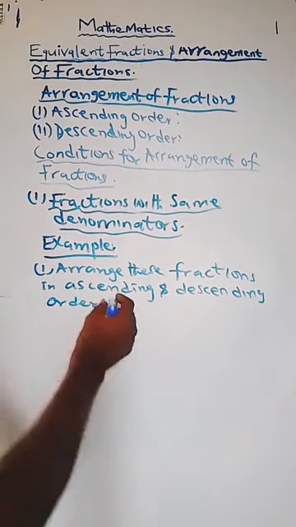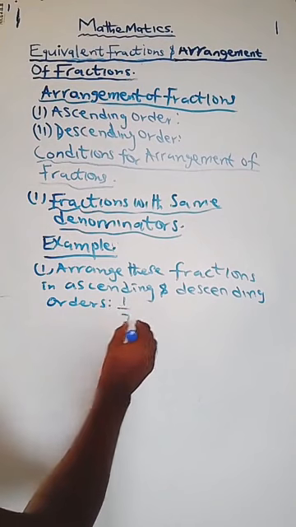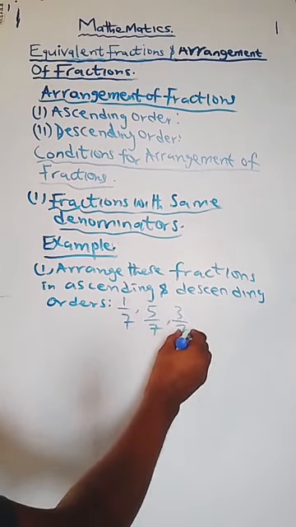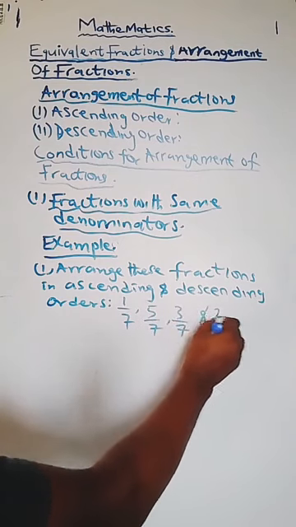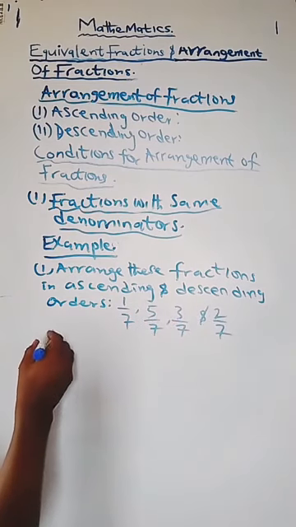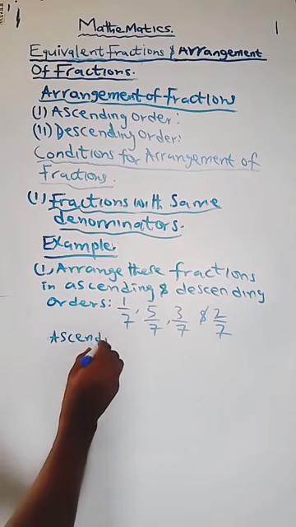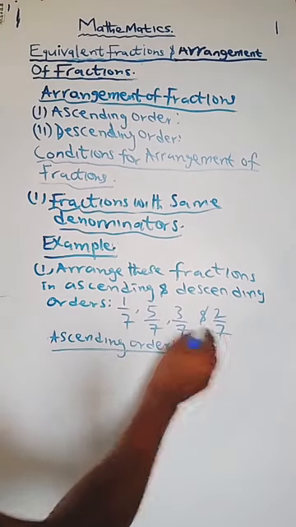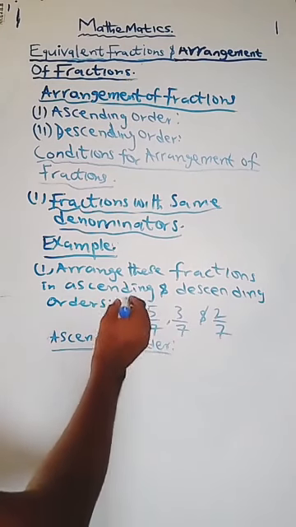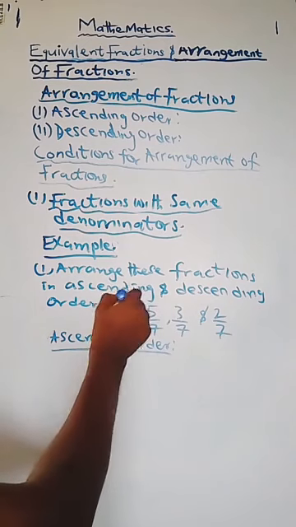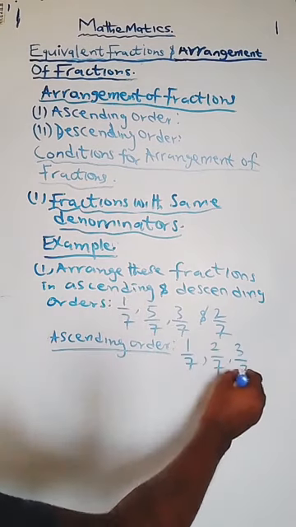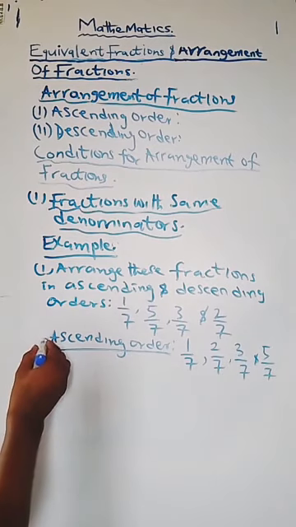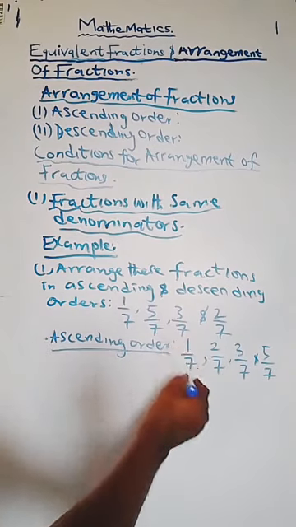So let's look at these fractions: 1/7, 5/7, 3/7, and 2/7. Let's look at ascending order. Since we can't use the denominators, we can only use the numerators. In ascending order, the one with the smallest numerator has the smallest value. So 1/7 is the smallest, and 5/7 is the largest. Don't forget that ascending order means from the smallest to the largest.